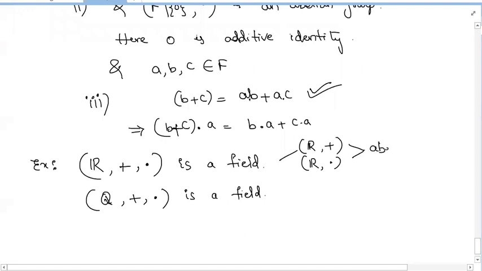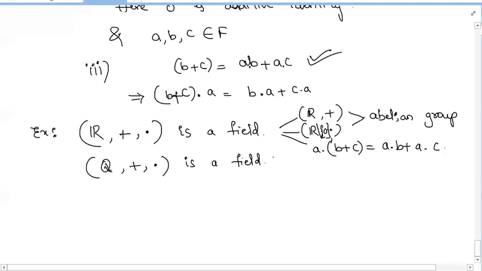Why is (R, +, ·) a field? We already know (R, +) is an abelian group. With multiplication, every non-zero element in R has an inverse, and one is the identity. R minus 0, we write R star, is an abelian group. And we already know that (b plus c) dot a equals ba plus ca in the real numbers. Similarly, (Q, +, ·) is also a field. And (C, +, ·), where C is the set of all complex numbers, is also a field.